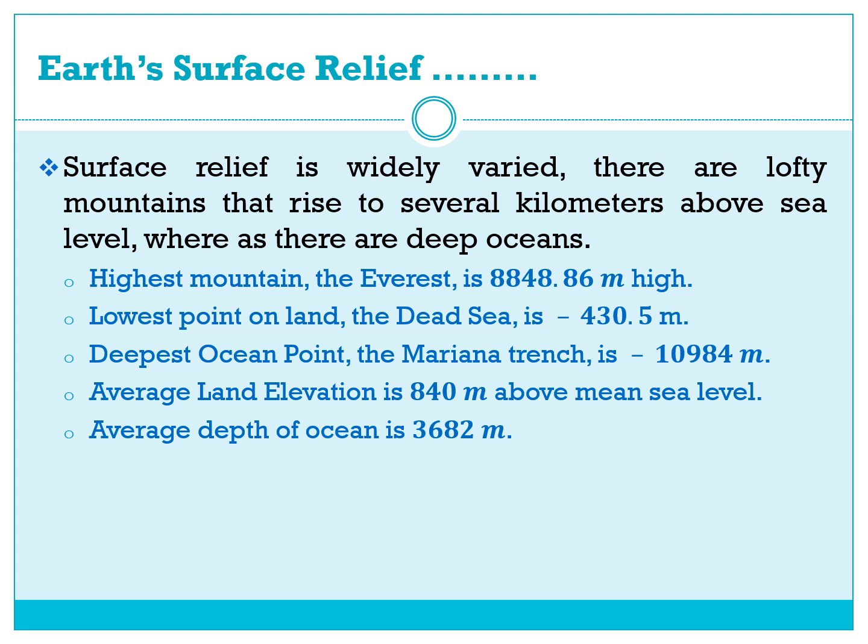The average elevation of land above sea level is 840 meters above mean sea level. The average depth of ocean is 3,682 meters below mean sea level. The Dead Sea is the lowest point on the land, situated at 430.5 meters below mean sea level.